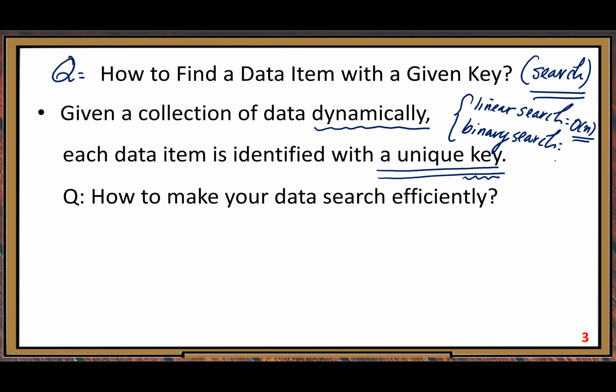The next question: when we try to find a new search algorithm, some people may not feel happy about linear search and binary search. So they want to find a new search algorithm that performs better than linear search and binary search. That's the motivation behind this new algorithm.